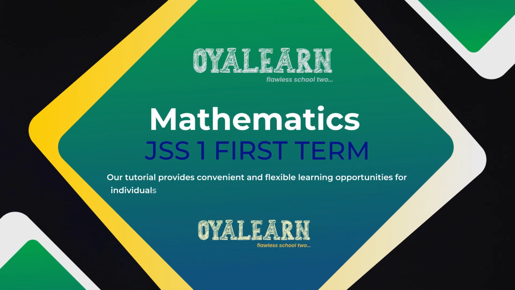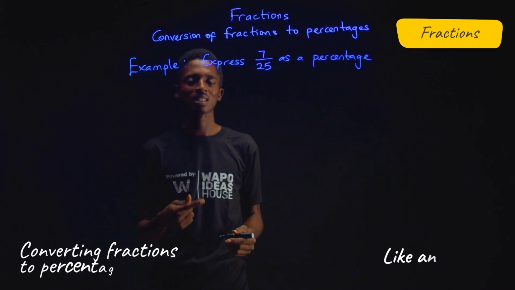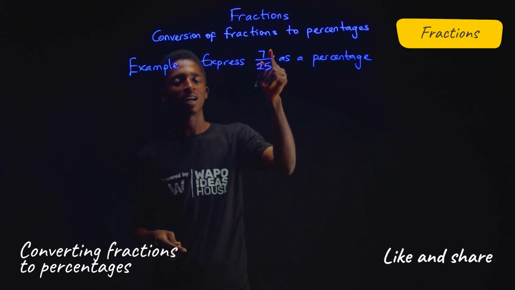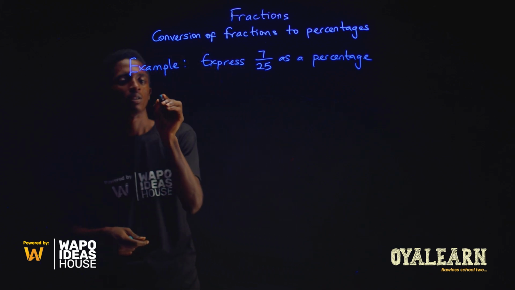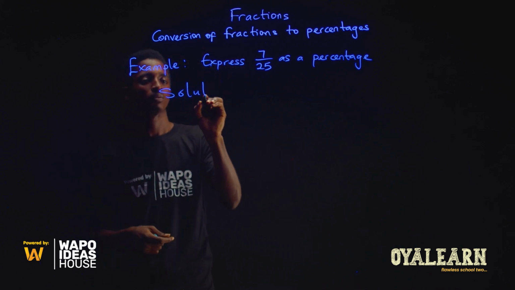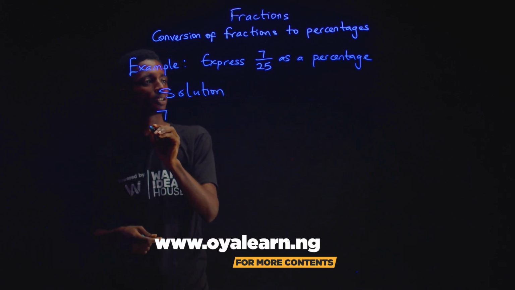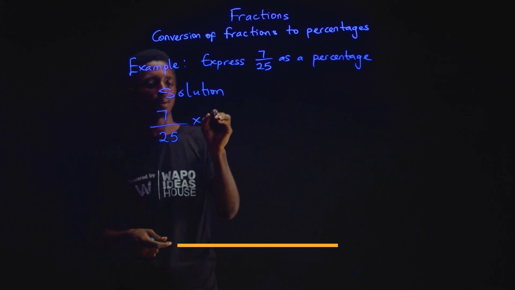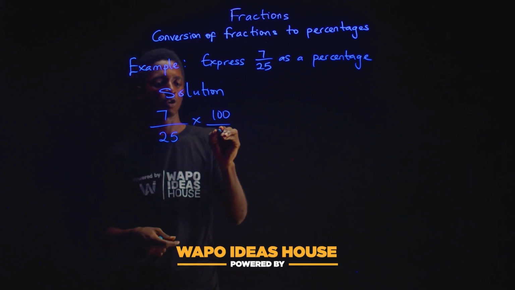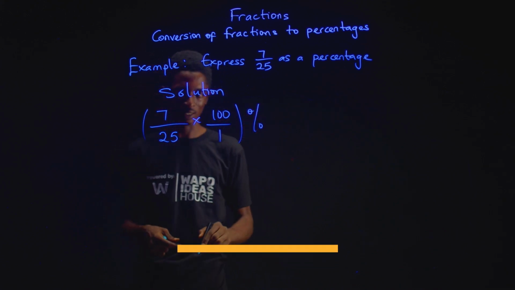Express 7 over 25 as a percentage. Just as we did in the first example, we will now convert 7 over 25 into a percentage. Solution. 7 over 25 multiplied by 100 over 1, leaving your answer in percent.